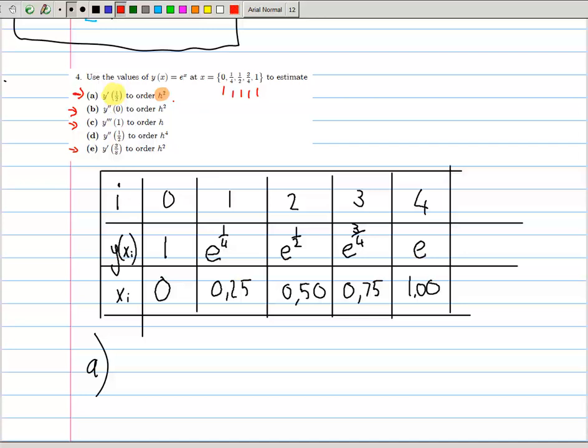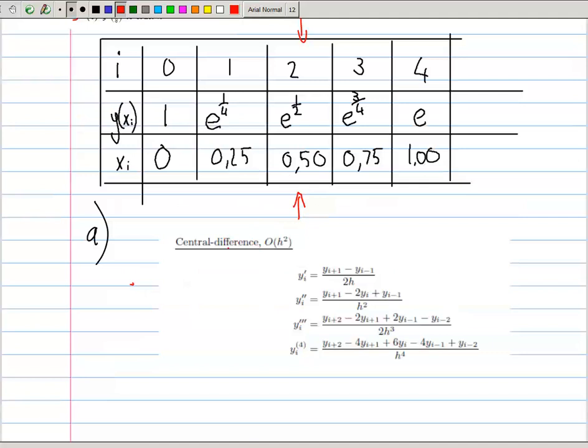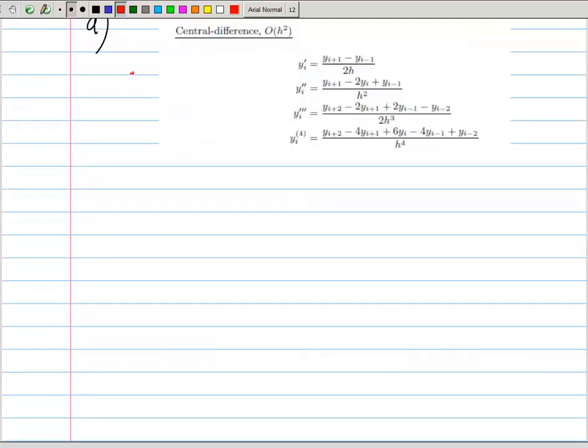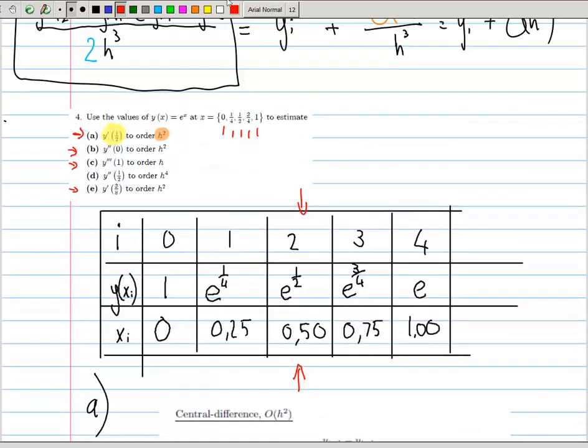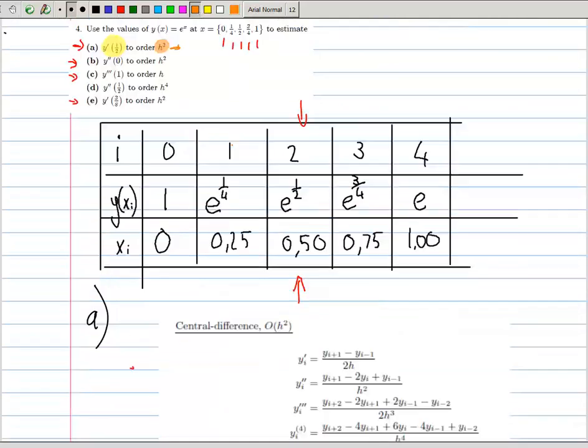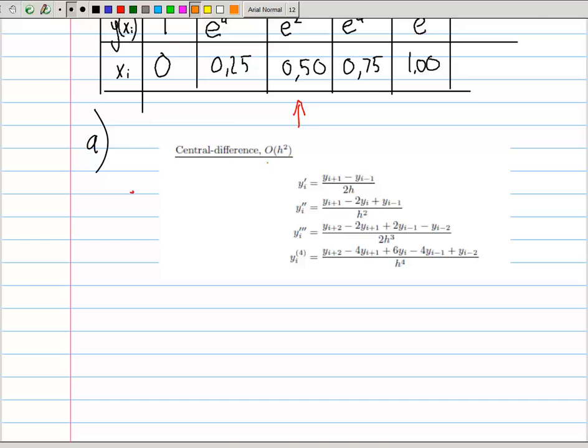The first thing to note is it's at x equals half, so we're looking at this middle column over here. We want to estimate y prime, the first derivative at x equals half, and it's to order h squared. Generally you'll be starting with central difference. As I mentioned before, an important thing is what your O is. In this case we're looking at h squared, so that's why I'm looking at the O(h squared) table.